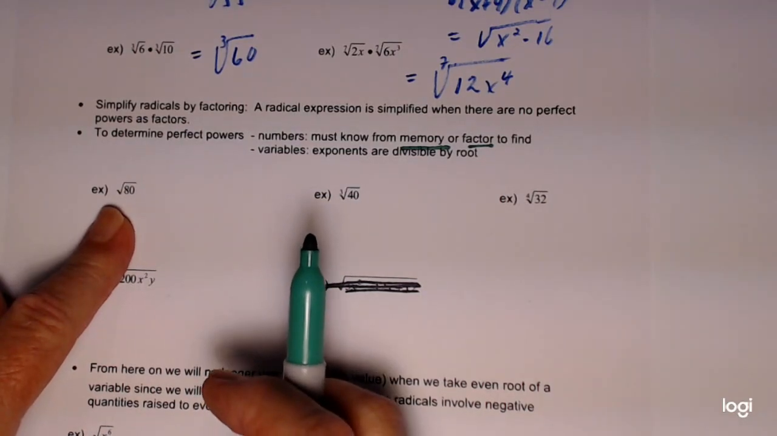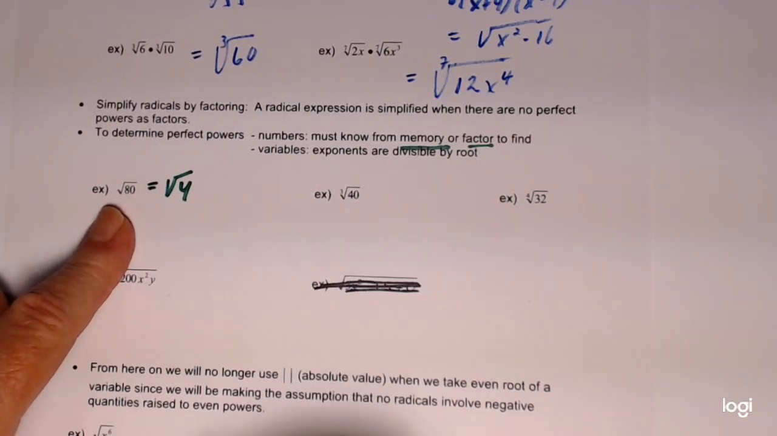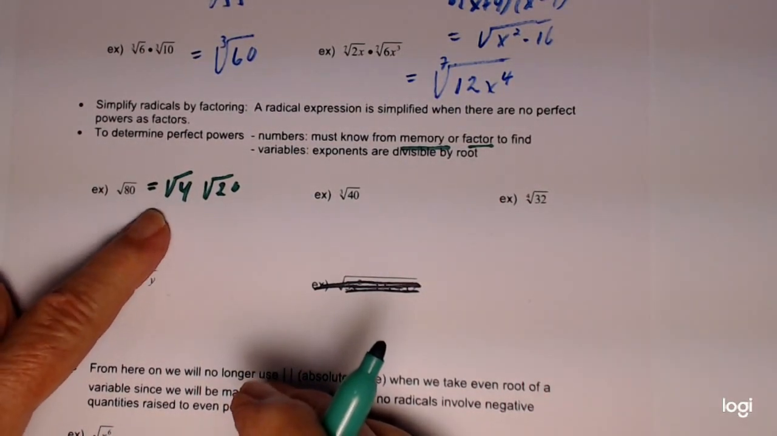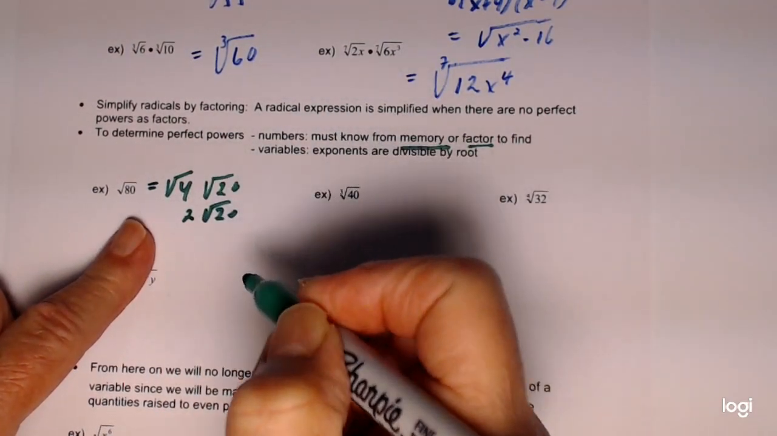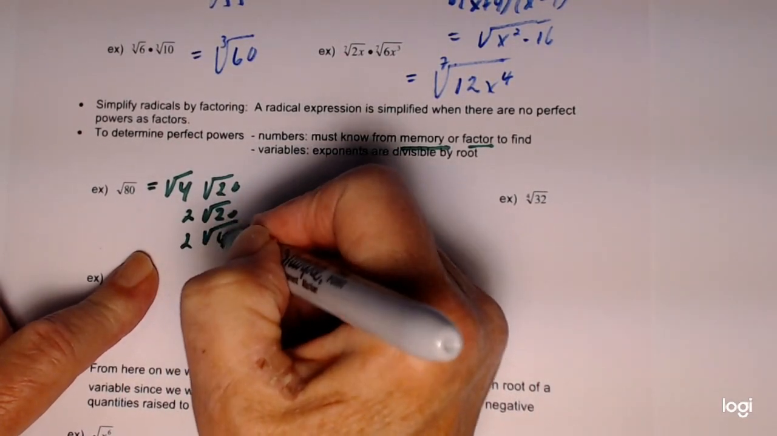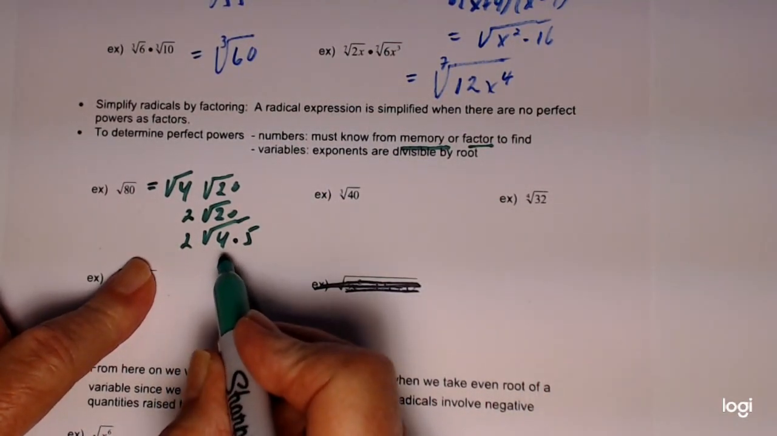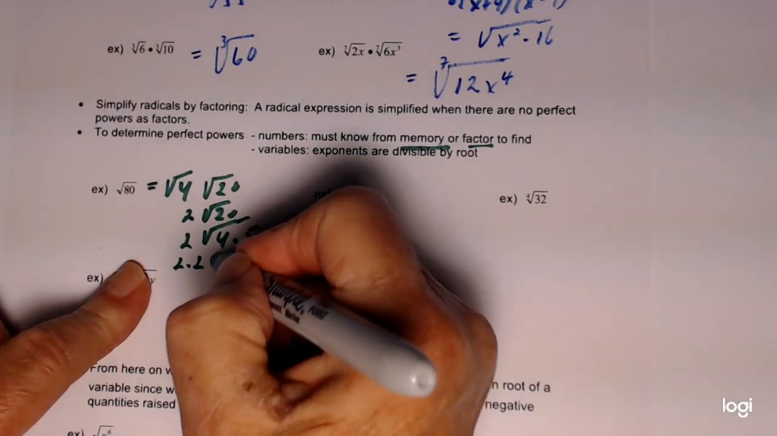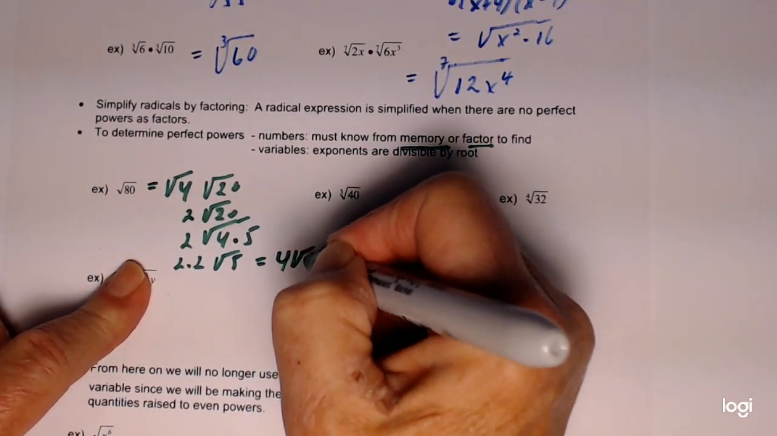So let's consider some other factors of 80. And we could think of the square root of 4 times the square root of 20. Okay? The square root of 4 is 2. And now we still have the square root of 20. And if we think of the factors of 20, we could factor 20 as 4 times 5. And now the square root of 4 is 2. So we have a 2 times a 2 on the outside of the radical and the 5 underneath. So 2 times 2, this would be 4 square root 5.